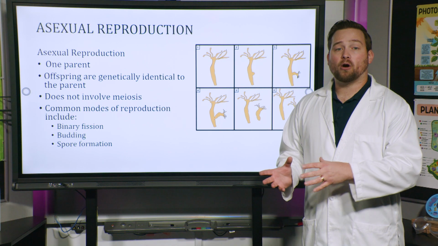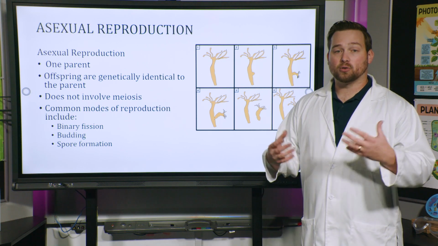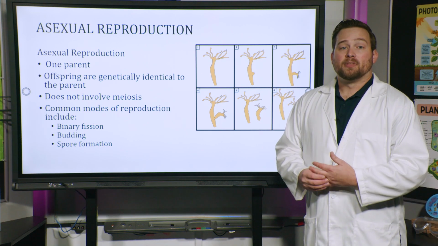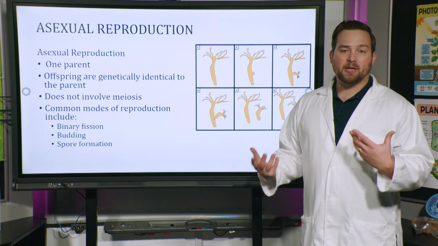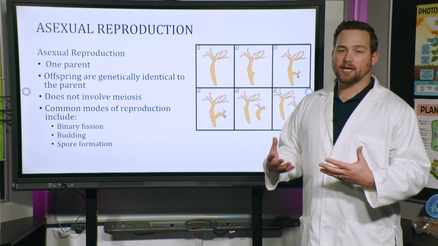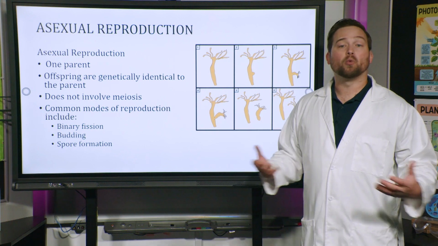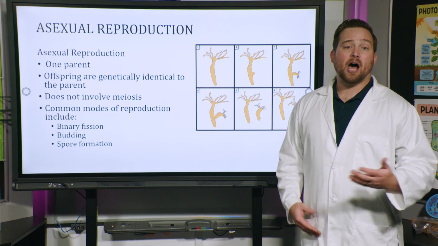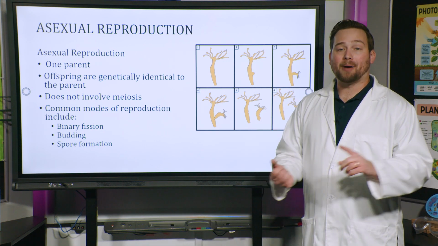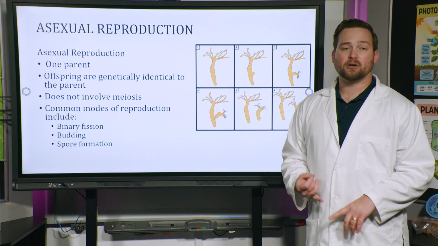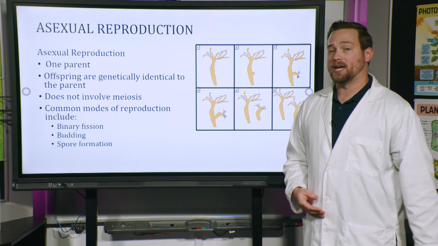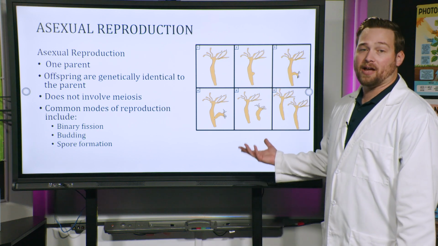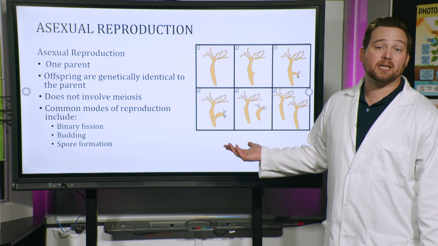The offspring are going to be genetically identical to the parent. This does not involve meiosis. What we're going to talk about over the next couple weeks is meiosis. If an organism reproduces asexually, it would not do meiosis. Common modes of reproduction are binary fission, which is what bacteria do, budding, which is what a hydra does, and then spore formation.